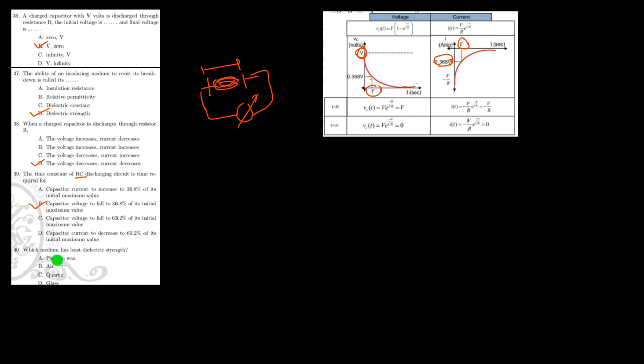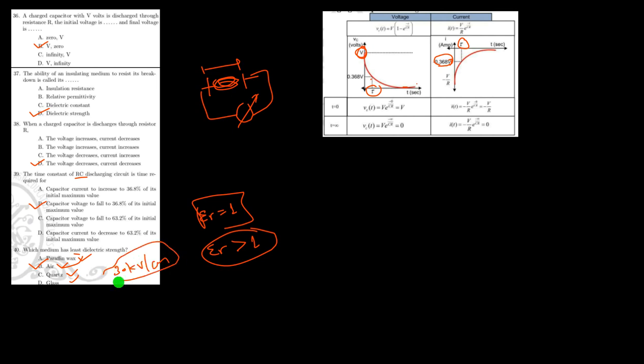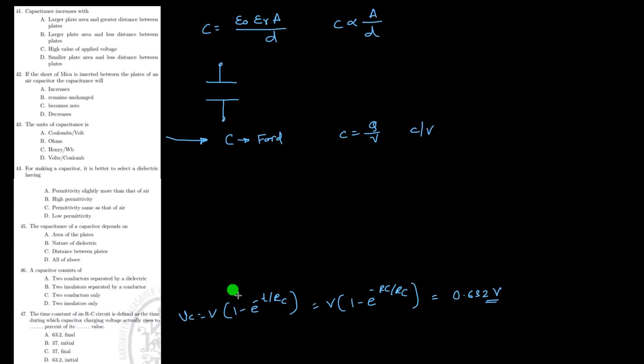Which media has the least dielectric strength: paraffin wax, quartz, glass, or air? The option is air, because the relative permittivity of air is 1. All other materials have relative permittivity greater than 1. So the least dielectric strength is of air. The air breakdown strength is 30 kV per centimeter. That is the breakdown strength of air. Hope you got it. Let's discuss the next question.